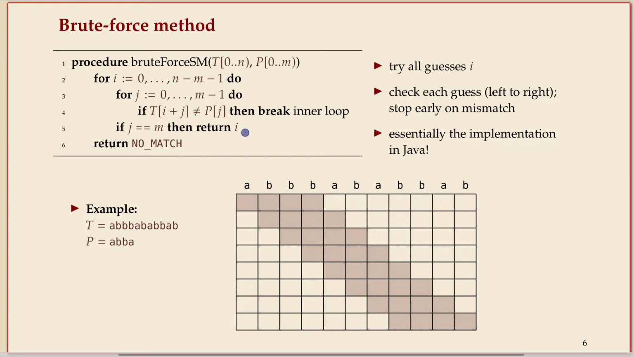It's just 2 for loops. Now, interestingly, this is essentially what Java does in the indexOf method. And there's a reason for that: it isn't often as bad.